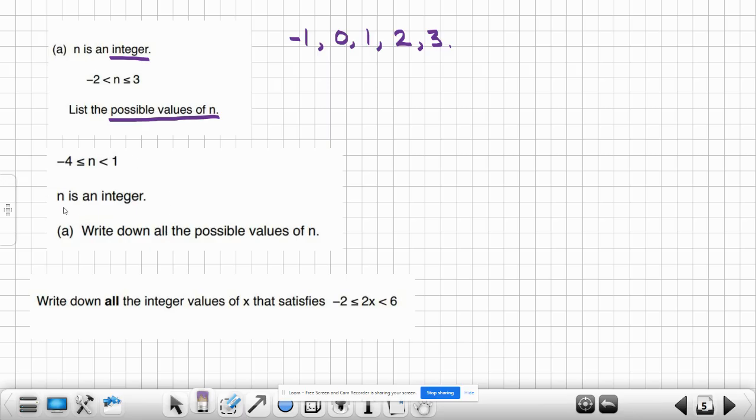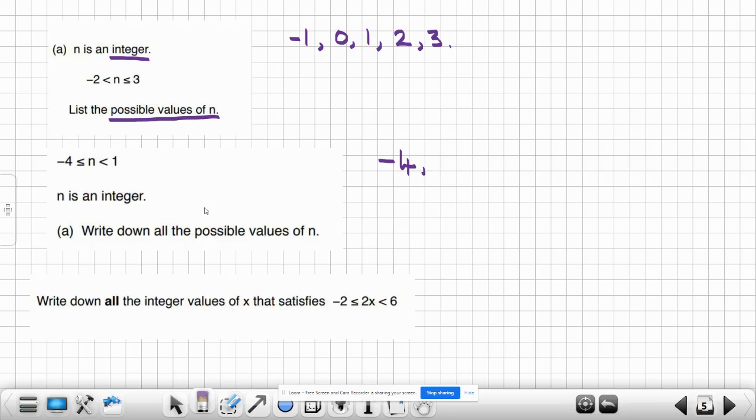Okay, so here we're told n is an integer, and n is greater than or equal to -4. So -4 is less than or equal to n, or inversely, n is greater than or equal to -4. So n is an integer, write down all possible values of n. N could be -4, it could be equal to -4. And then let's look at the boundary on the other side. It's telling us that n is less than 1.